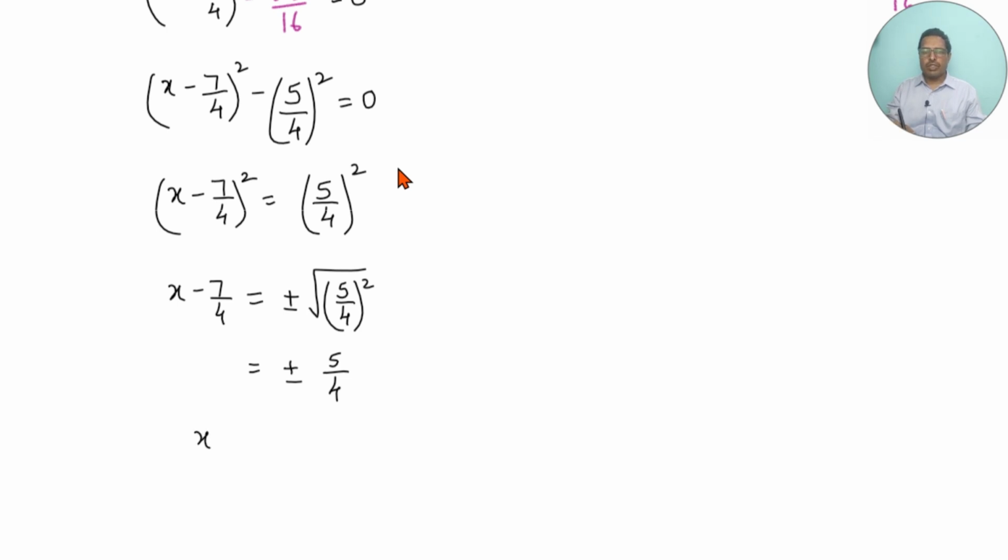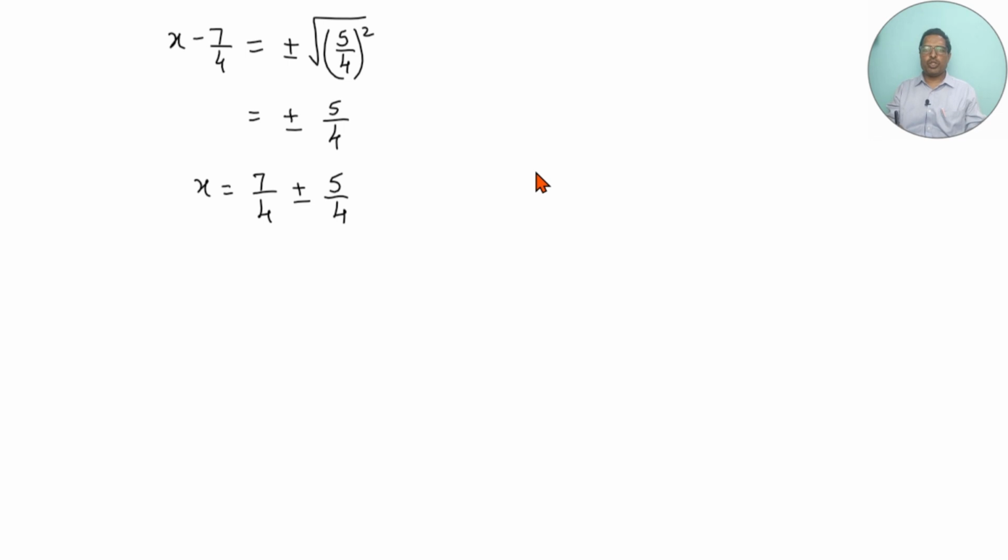Or x will be equal to this minus 7/4, when it comes to the right hand side it becomes plus 7/4, plus or minus 5/4 as it is. Now from here we will get two values, one positive and one negative. So x equals 7/4 plus 5/4, the positive sign. Again x equals 7/4, already taken positive, now negative, minus 5/4.